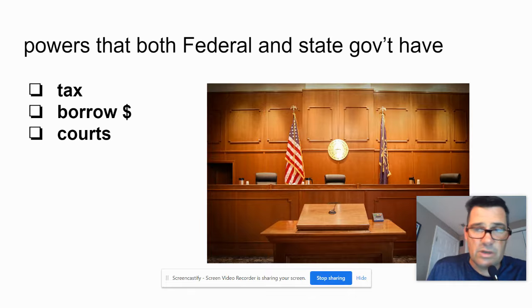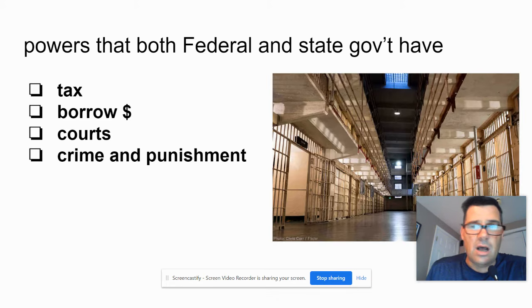All right, courts. There are federal courts and there are state courts. There are state crime laws. There are federal crime laws. And so depending on what crime you commit, the federal government may swoop in and take over that court case. And the state basically has to cede that case to the federal government if the federal government can lay claim to that, depending on what it is.